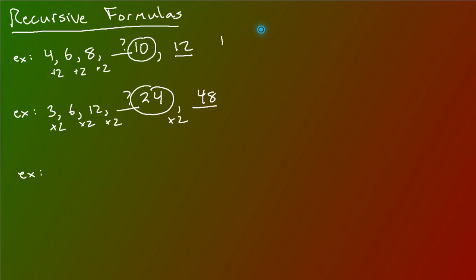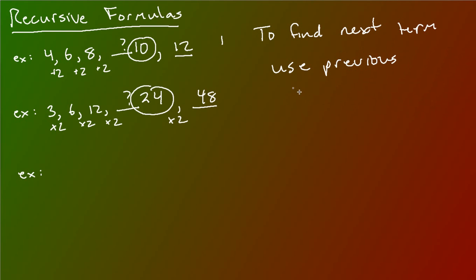So a recursive formula, to find the next term, what we do is we use the previous term. So let's take a look at an example of a recursive formula. So it has several parts, and its complexity greatly depends upon what we're doing. All right, so here's the recursive formula. Now let's dissect the little parts right here.